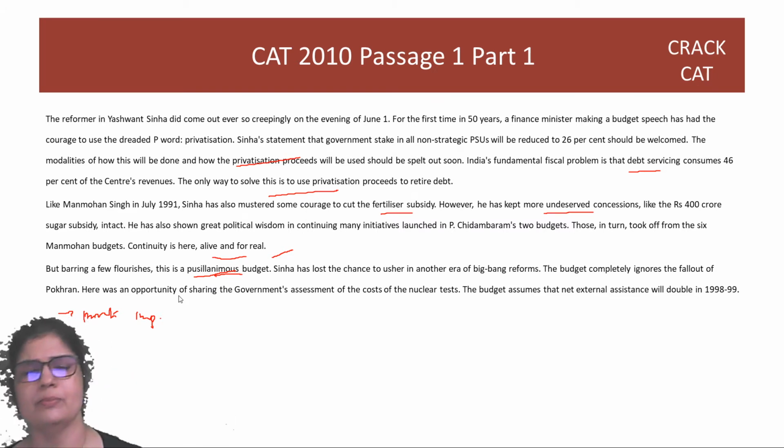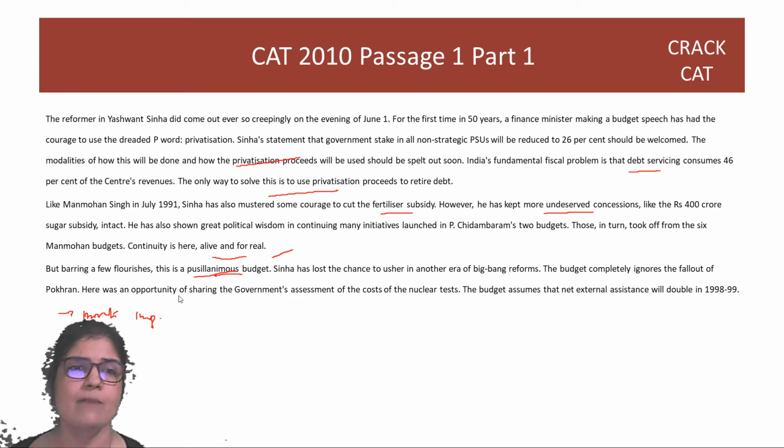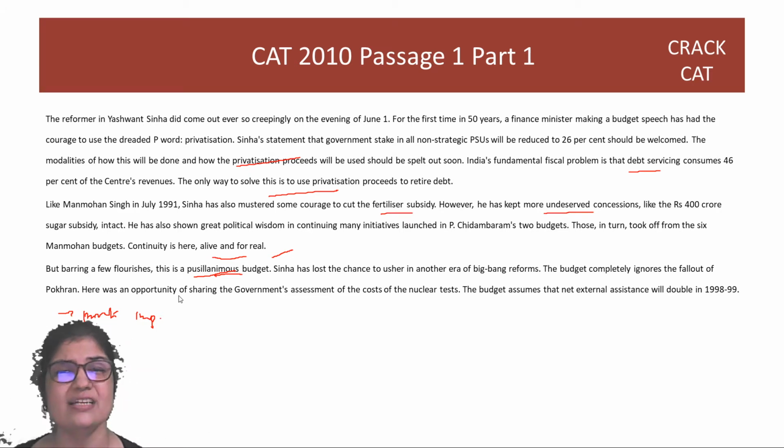So first, okay, there are some words that you'll always encounter that you don't know too much about. For example, pusillanimous, I know, is something that is the opposite of courageous. Okay, but I don't know the exact meaning. But it doesn't matter, right? You know it's a negative word. Why? Because barring a few flourishes, and there's a but. So even if you don't know the words properly, guys, you can still go ahead and understand the RC.